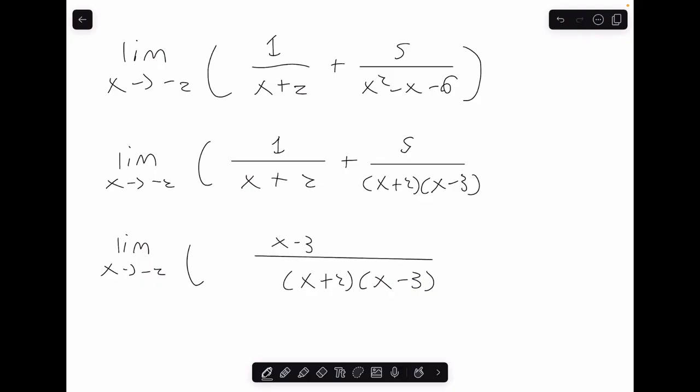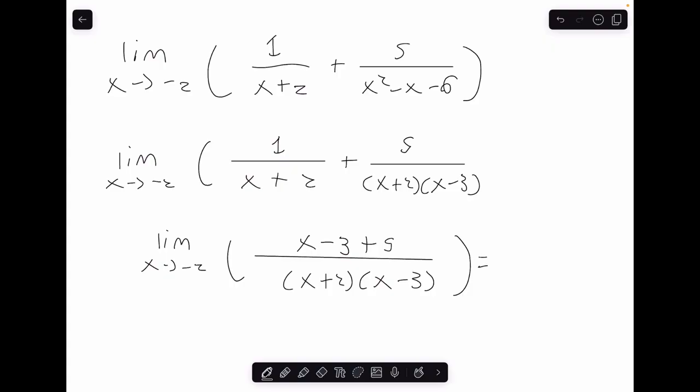So 1 times x minus 3 is just x minus 3. And then our other expression already has this common denominator that we selected. So it's not missing anything, so we just leave it alone. So add the 5. Okay, so we've pretty much done everything we need to do in the first two steps. Identified the problem, applied the method. Now we can cancel. So let's cancel.